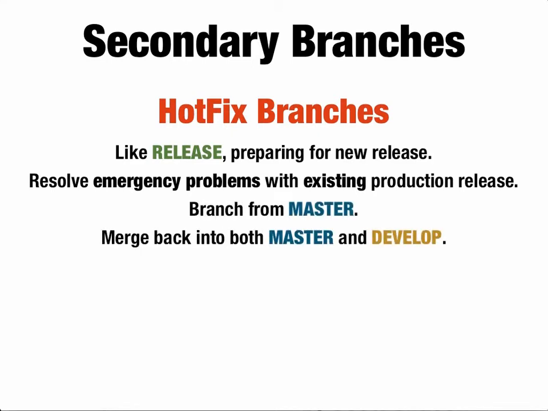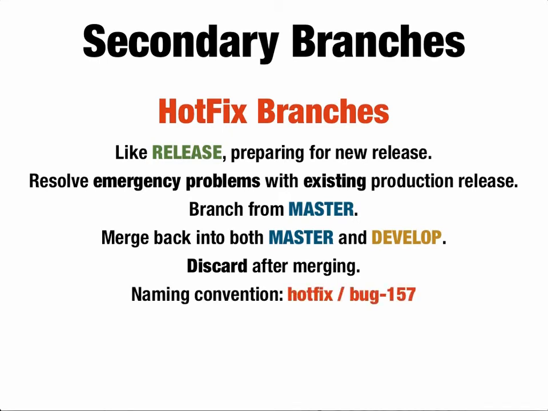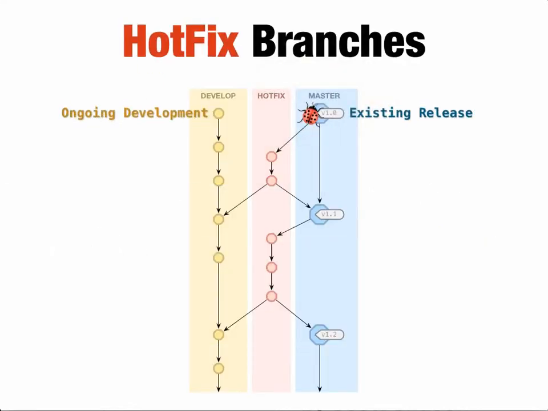So you just go to your master branch, grab whatever version is the afflicted version, and make the fixes, and then you merge those both back into master and development. So again, very similar to release branches. The naming convention is hotfix/ and then a pointer to whatever the bug was in your bug tracking system.